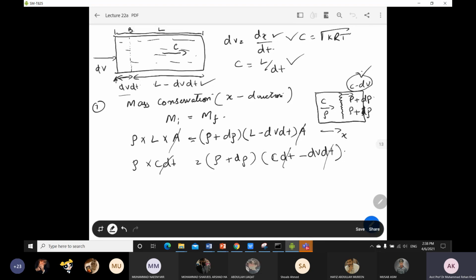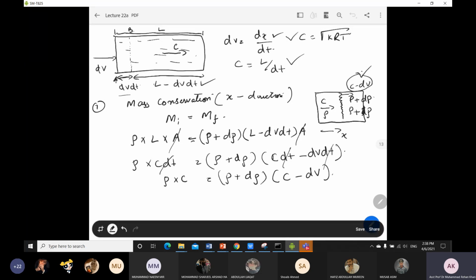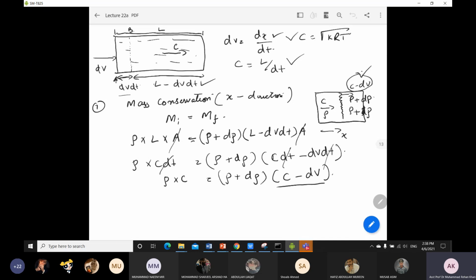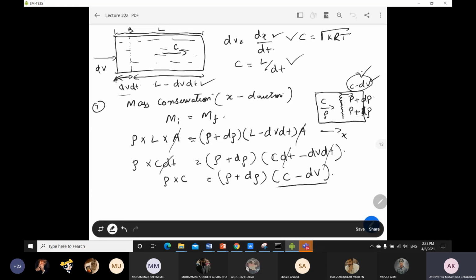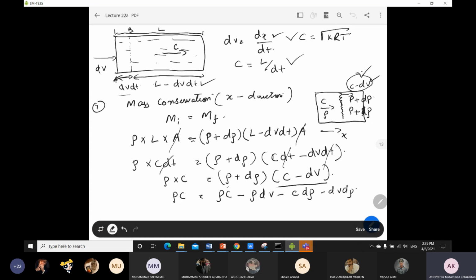Then, if we solve it further, it will be rho into C equals rho plus d rho into C minus dV. Here you can notice that our final velocity after compression is C minus dV, which I wrote over there: C minus dV is the final velocity after compression. Solving it further, the equation becomes rho C is equal to rho C minus rho dV minus C d rho minus dV d rho. Here I can take out rho C because it cancels.